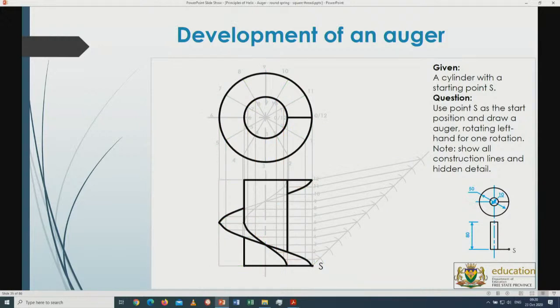Please don't rub out your construction lines. It says no hidden detail required, show all construction. So therefore, keep the construction lines, because otherwise the examiner is not going to be able to give you marks for dividing and subdivision and all those type of things and so on. So please keep that intact there.